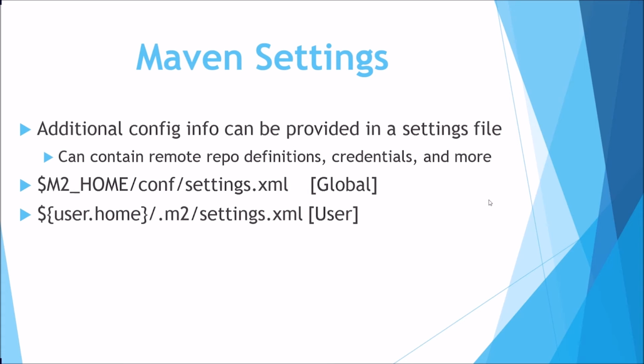Basically, the first one, M2 home, which we'll take a look at when we configure our system variable. Under the configurations folder, that's where the settings.xml file is located. And then the second one is our user settings, and that's under whatever our user home is, then a folder called .m2, and then there's our settings.xml file. And if you have two settings files, Maven will usually combine them and then use the information in both.